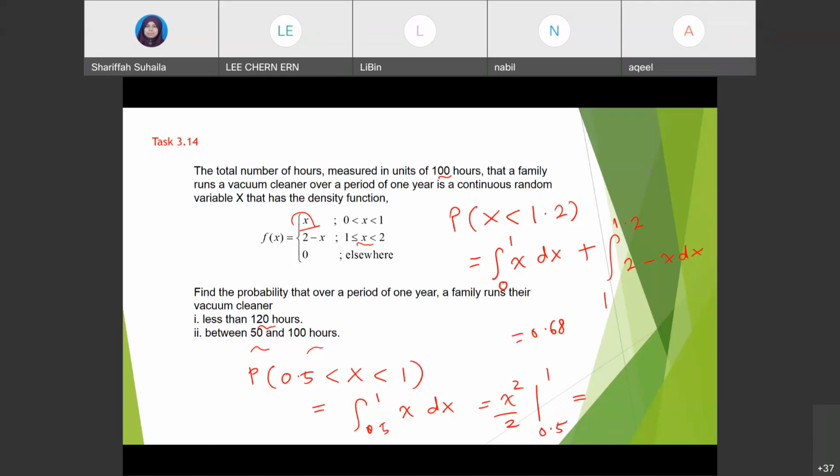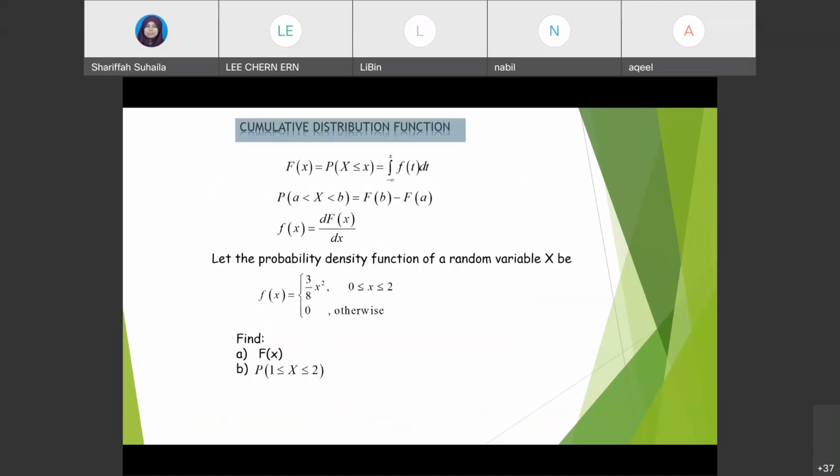Okay. Ada apa-apa soalan ke setakat ni? Yeah. So that one. Okay, so the last answer is 0.305. Okay. Tak lagi. Check dulu.